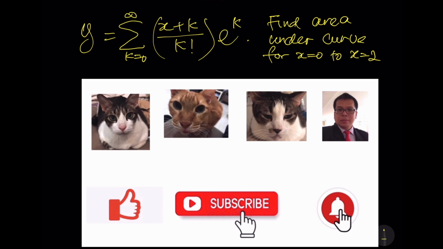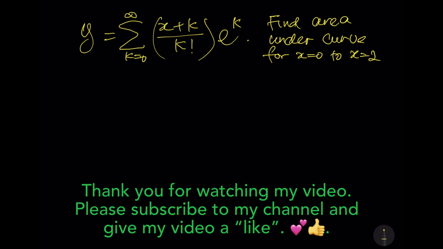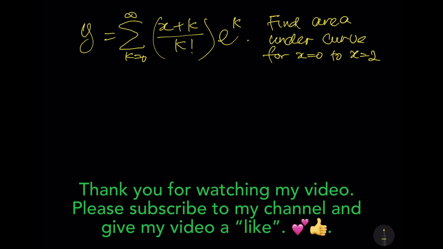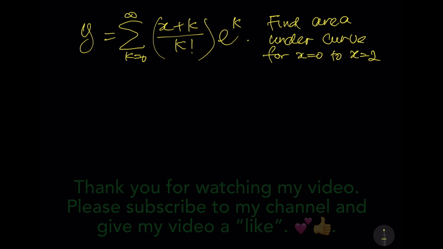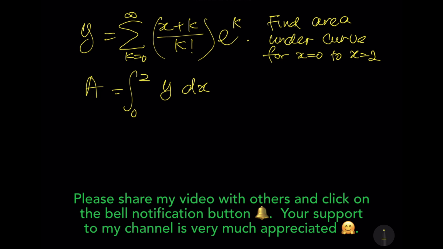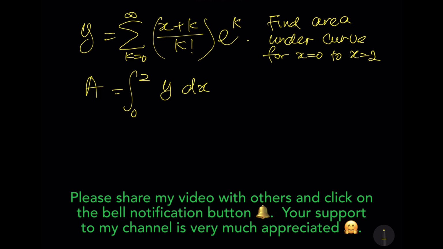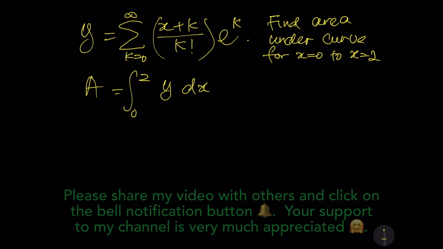Given y equals a function of x, however not just x but with an additional summation symbol for k, how can we find the area under the curve for x equals 0 to 2? Of course, we can use integral calculus to find the area, but before anything else, we need to find a way to get rid of the k and the summation symbol. For this purpose, we need to use Taylor series.